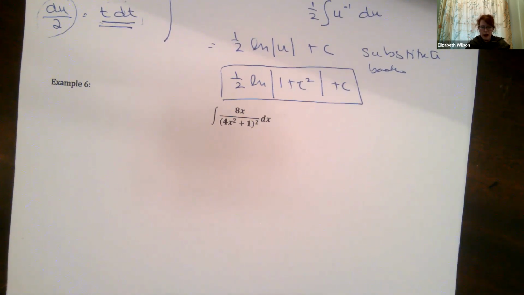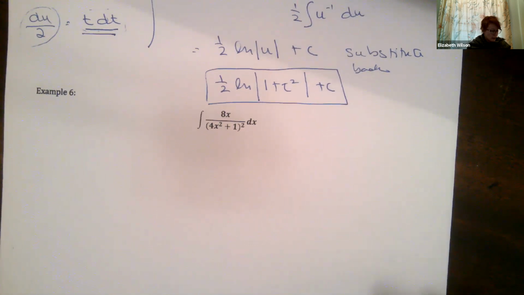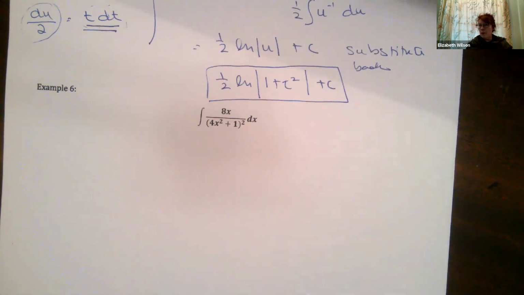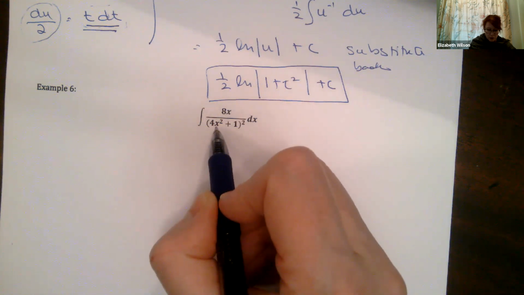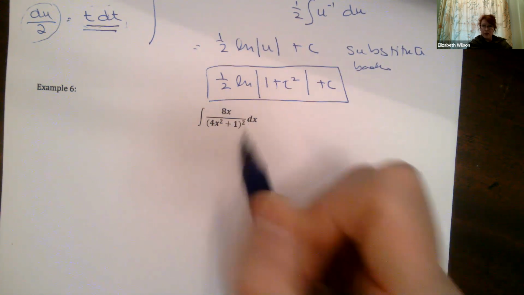So let's go through and take a look at our lecture examples. I'm on lecture example number 6. This is still about substitution. Okay, so we're looking at these things, right? I want to integrate 8x all over (4x squared plus 1) quantity squared dx.